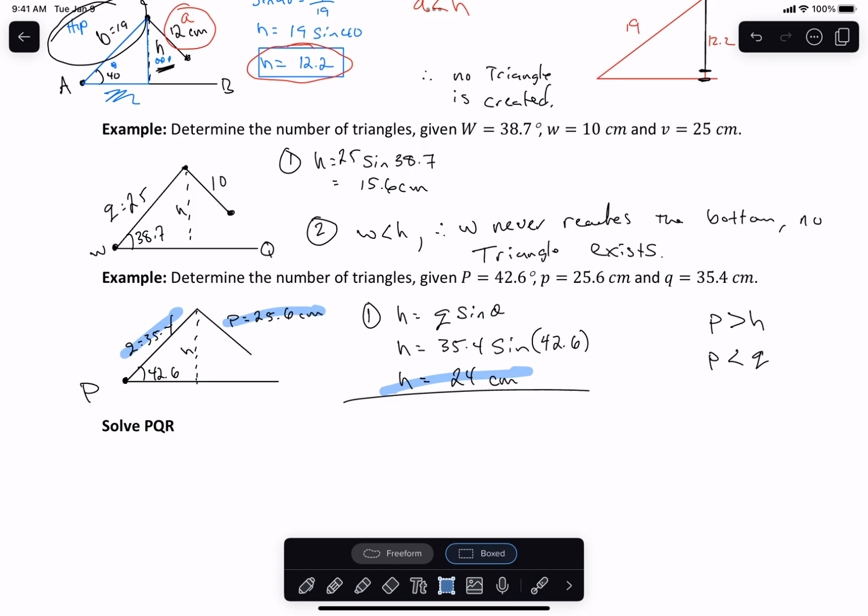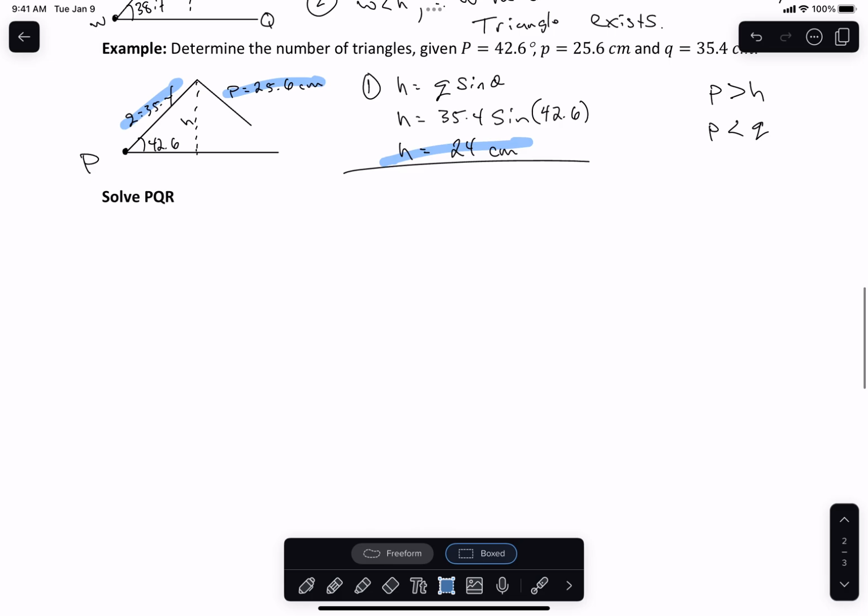I get two triangles in that situation, right? Because that side length P, I can put either on the right side of the height or on the left side of the height and create two triangles. So let's draw triangle 1.